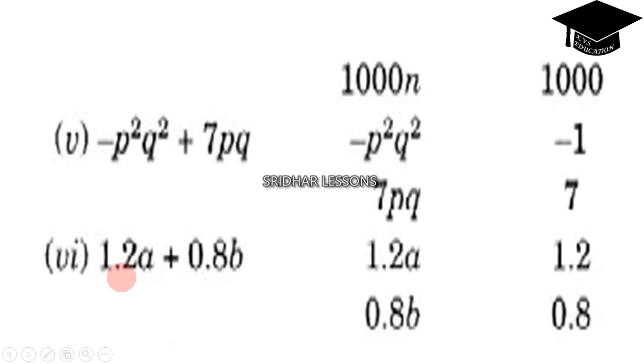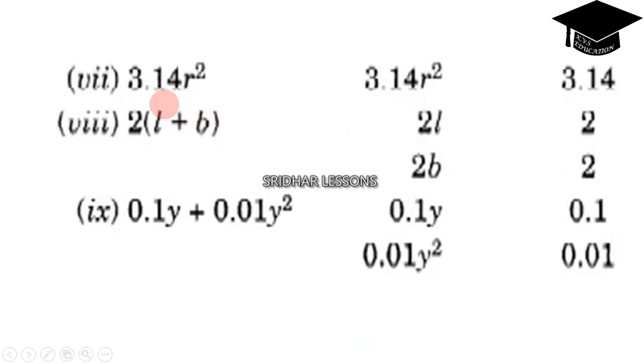For the sixth problem, the expression is 1.2a plus 0.8b. So the terms are 1.2a and 0.8b. The coefficients are 1.2 and 0.8. Question number 7, 3.14 r square. Can I call this pi r square? Here we have only one term, that is 3.14 r square, and the coefficient is 3.14.